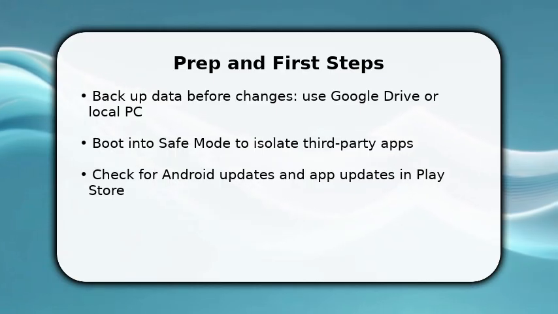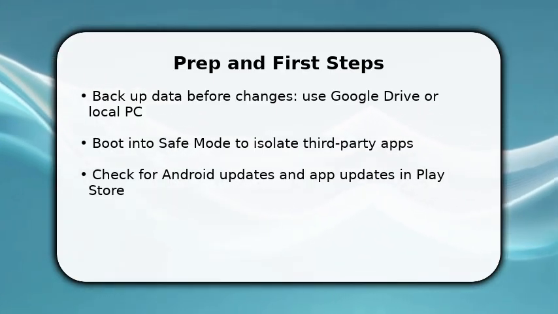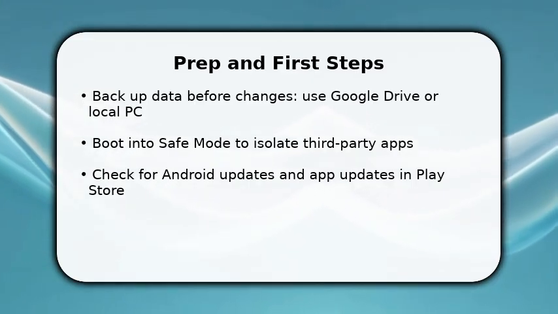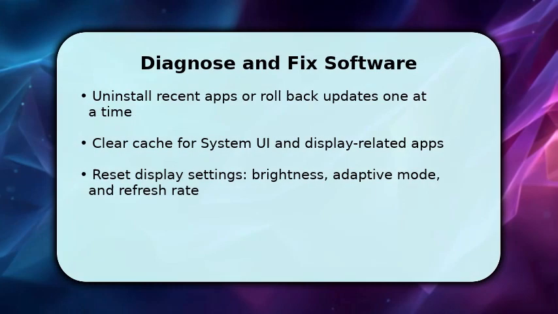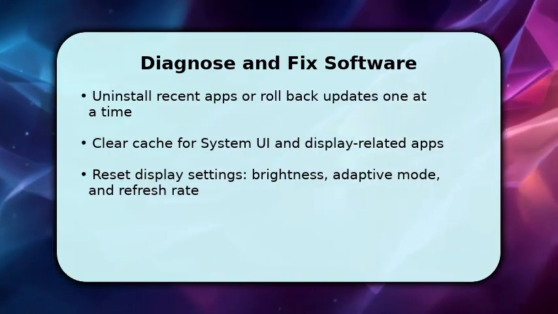Make sure to note whether flicker appears on the lock screen, app UI, or home screen, because that distinction guides the next hardware versus software decisions. Once in safe mode and after updates, you methodically remove suspects. Uninstall recent apps or disable them one at a time and observe results.